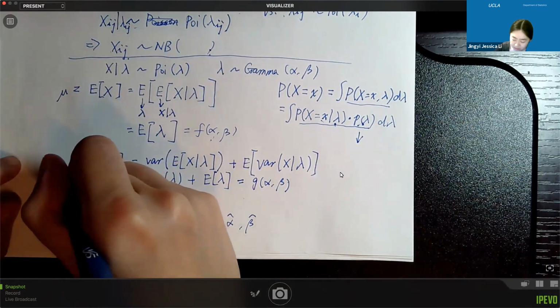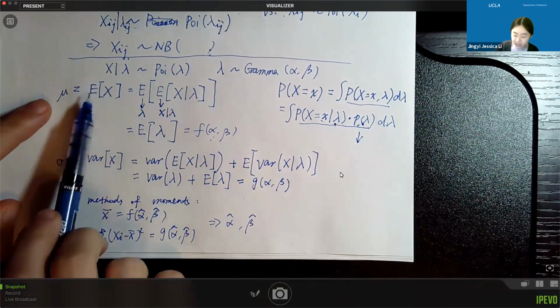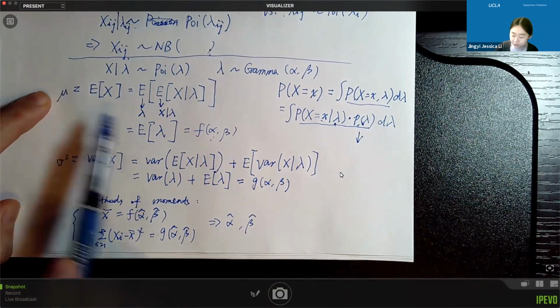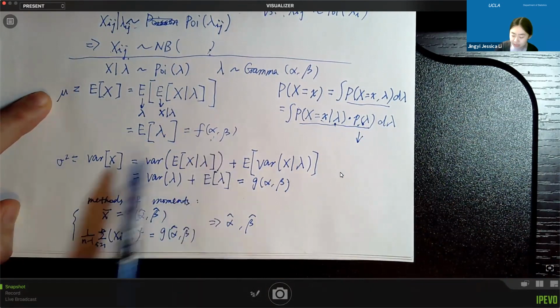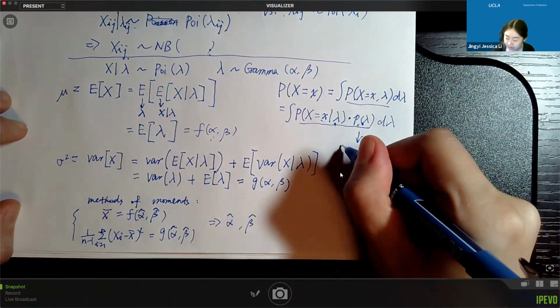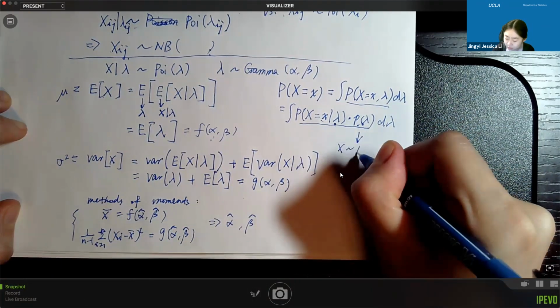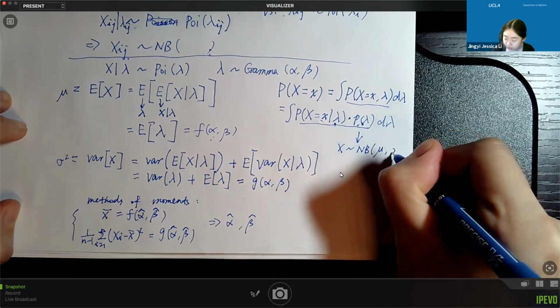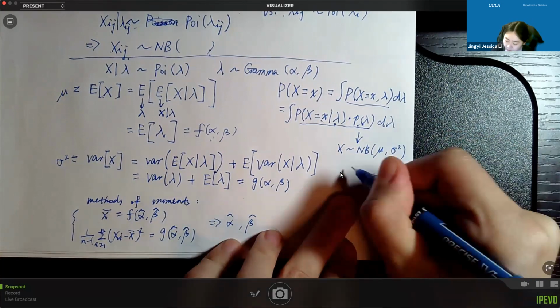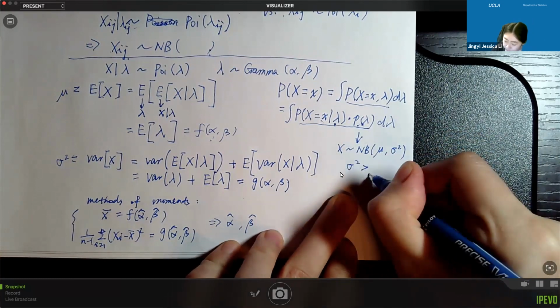And I can call this the sigma square. Given these two notations, they have one-to-one correspondence with alpha beta, because mu is a function of alpha beta, and sigma square is a function of alpha beta. So we can also write the distribution as X follows negative binomial with mean mu and variance sigma square. One common thing to know about the negative binomial distribution is that the variance is greater than the mean.